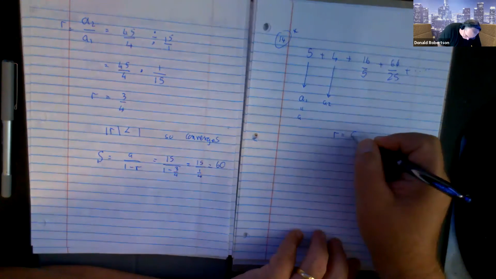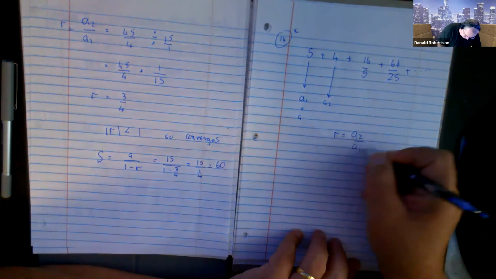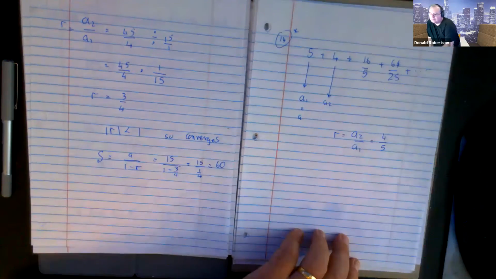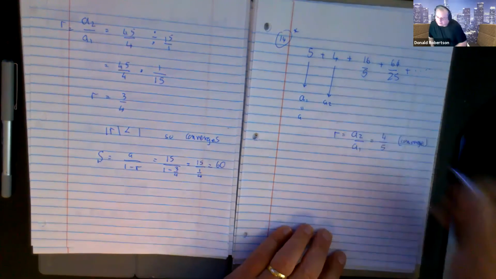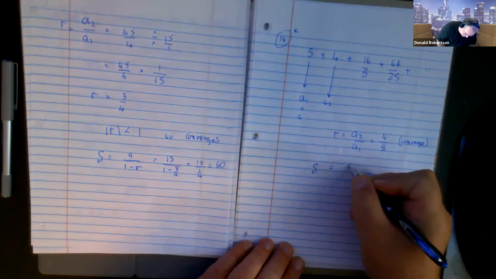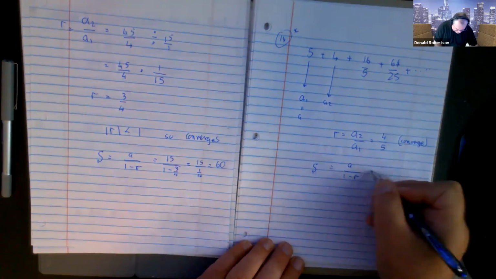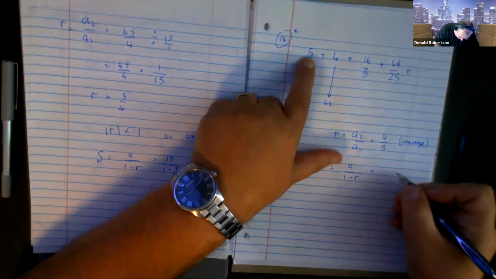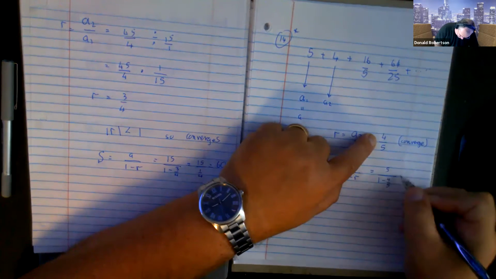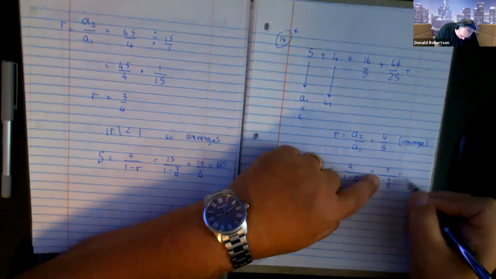So the common ratio is A2 over A1, which is 4 over 5. And doesn't that converge then? You happy with that? And what does it converge to? Whatever A over 1 minus R is. Whatever 5 over 1 take away 4/5, which is 5 over 1/5, which I believe is 25.